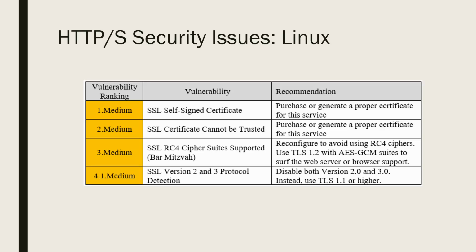Also, according to NIST, version 3, so SSL 3.0, has been determined to no longer be an acceptable method of secure communication. So it's recommended that both of these versions 2 and 3 be disabled, and then consider using TLS 1.1 or higher instead.